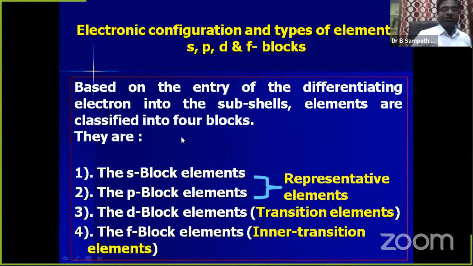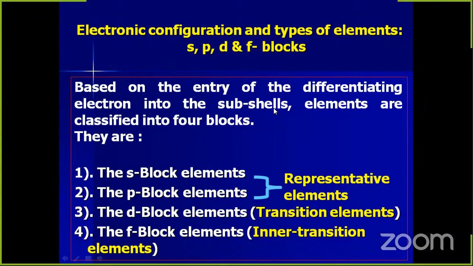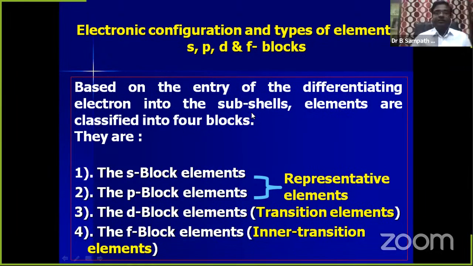Now let's see the next topic, children. Here, electronic configuration and types of elements: S, P, D and F blocks. See, based on the entry of the differentiating electron. What, children? Based on the entry of the differentiating electron. What is a differentiating electron? Here the differentiating electron is nothing but a newly coming electron. So based on the entry of the differentiating electron into the subshells, here subshells are nothing but the orbitals, children: S orbital, P orbital, D orbital and F orbitals. So elements are classified into 4 blocks. So what are those? Let us see.